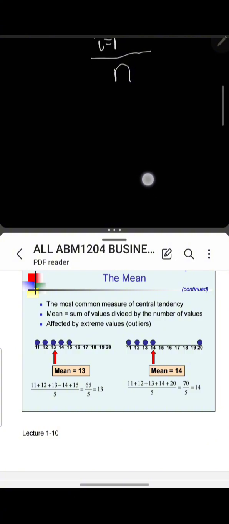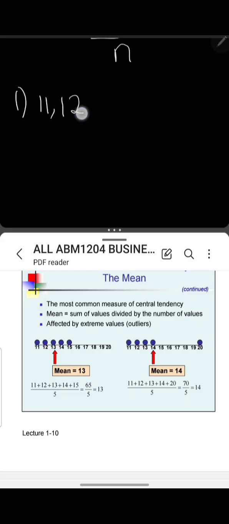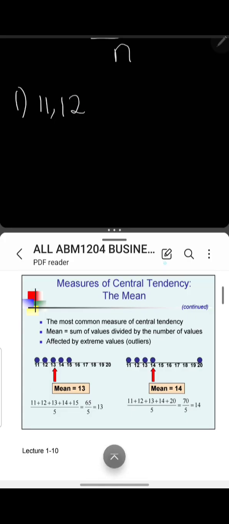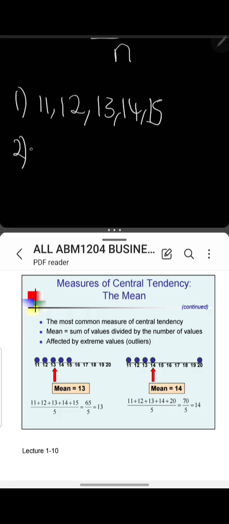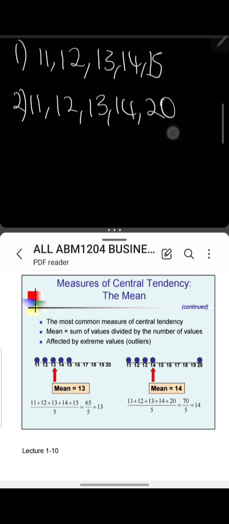Okay, we have here two examples. In example 1, we are given 11, 12, 13, 14, and 15, and we are asked to find the mean. Then in example 2, we are given 11, 12, 13, 14, and then not 15, it is 20. And 20 is an outlier. I'm trying to show you the concept of an outlier, which I'll get to later.